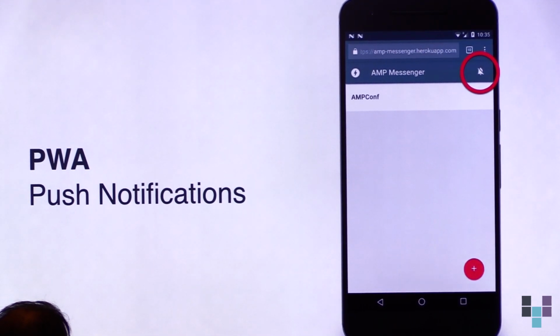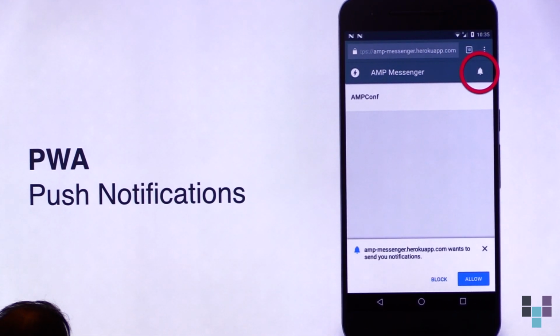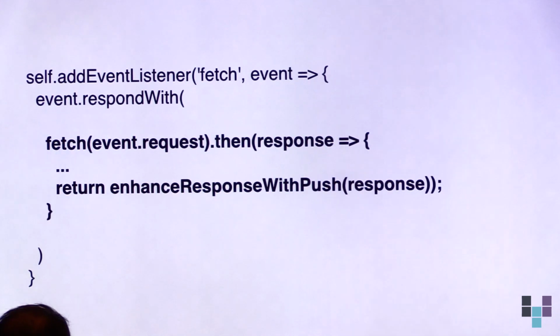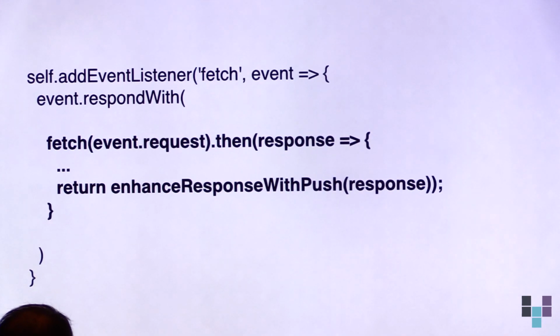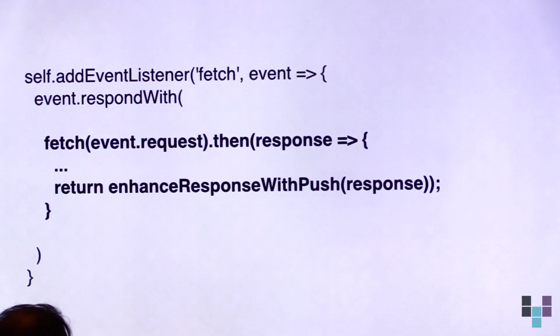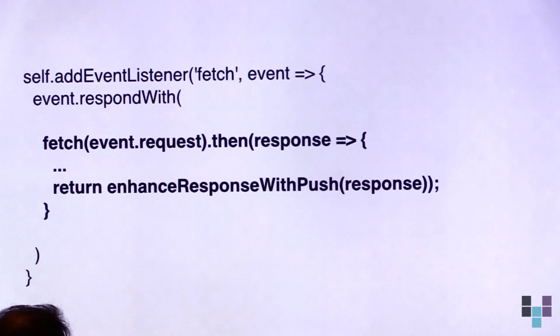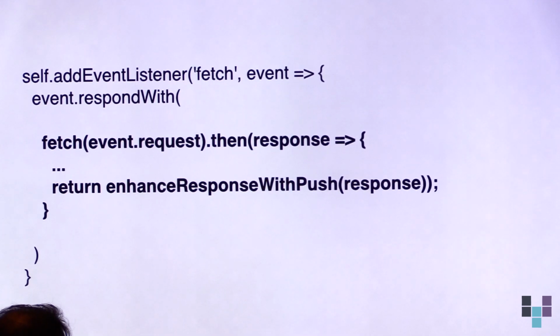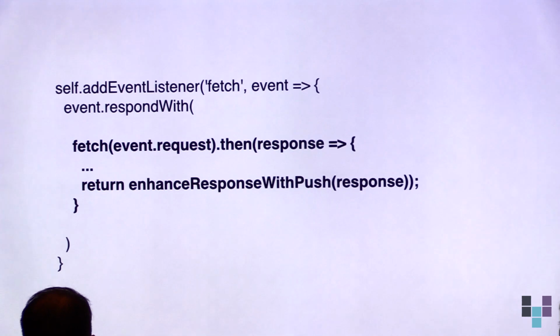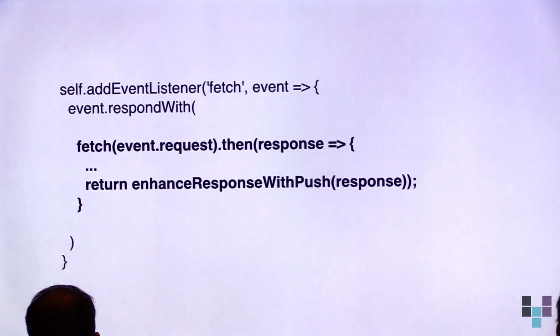And at this point I had to trick a little bit, because what I did to make this work is, whenever the AMP page is loaded via a service worker, I'm intercepting the request and then enhancing the AMP page by adding a tiny bit of JavaScript which enables the push notifications. Now you might wonder, doesn't this make the AMP page invalid?